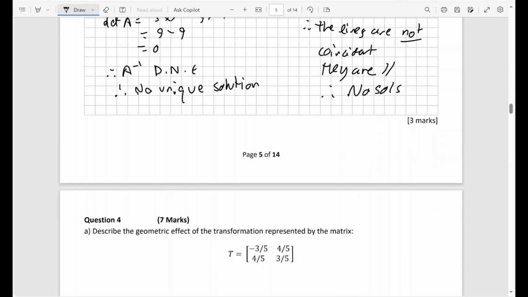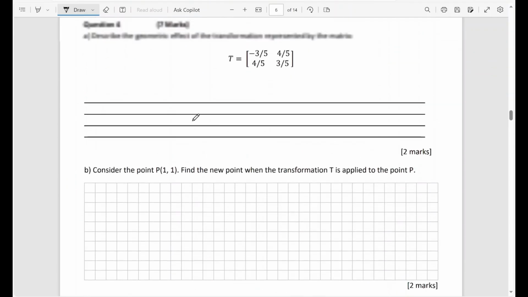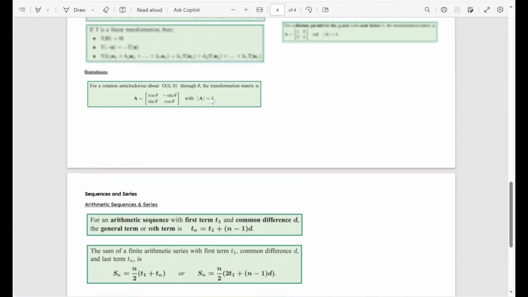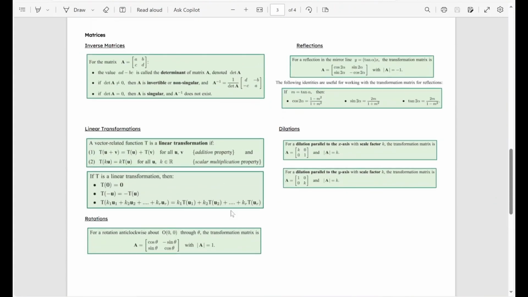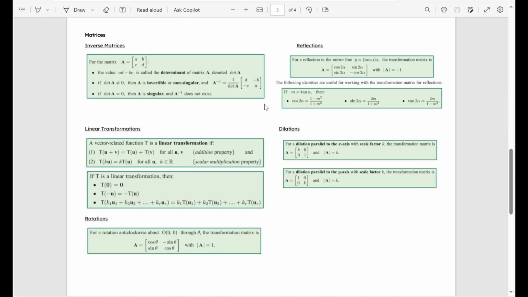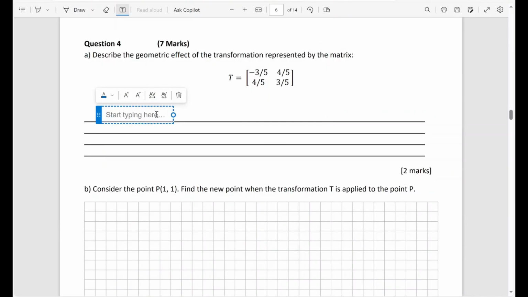All right. Next we've got describe the geometric effect of the transformation represented by that matrix. So to figure out what type of matrix it is, you can look at all your different types of transformations. You've got rotations, reflections, and dilations. Now, the negatives may clue you in. If that top left is negative and nothing else is, well, it's not going to be a rotation, because that would be negative up there and not negative down there. Is it a reflection? Well, it could be, because the top left and bottom right are negatives of each other. So yeah, it looks like a reflection, because the dilation would have zeros up there. So we reckon it might be a reflection.